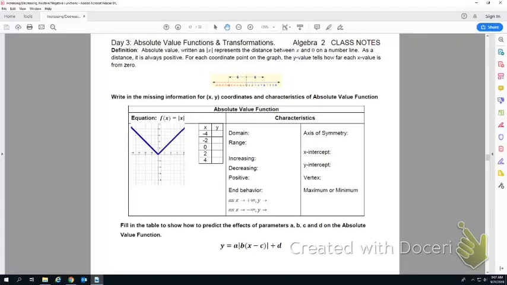So looking up at the very top, just the definition of absolute value. I'm not going to highlight part of it because I would just end up highlighting all of it. So make sure you know what absolute value is. It's written as the absolute value of x. Those are the two little bars on either side of x there. It represents the distance between x and 0 on a number line.